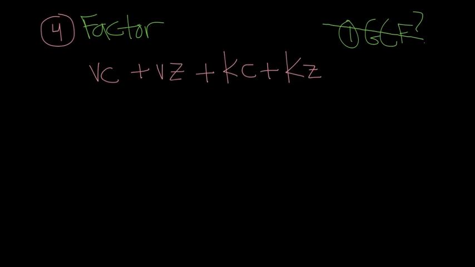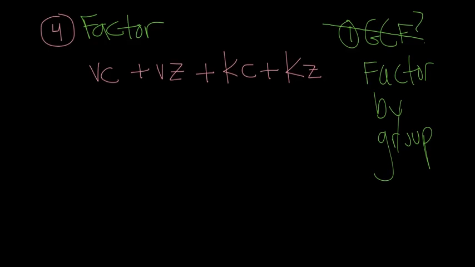What we're going to do instead is what's called factor by grouping. Generally, you'll do that whenever you've got 4 terms. Here we've got 1, 2, 3, 4 terms. If we group the first 2, and I'll draw these sort of imaginary groupings around the VC and the VZ, we could take a V out of both of those. And if I did the same sort of imaginary parentheses around the KC and the KZ, we could take a K out of both of those.